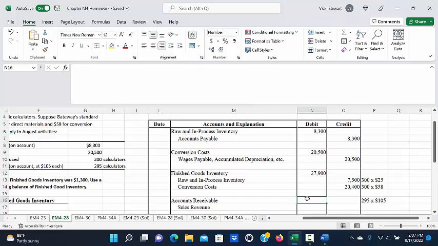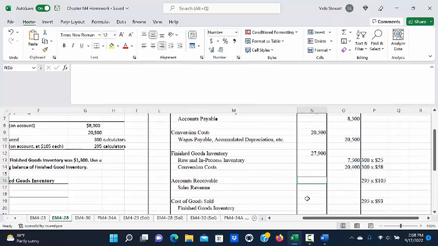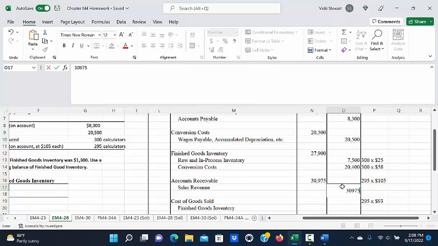$27,900. Next, we're going to record the sale of 295 calculators at $105 each. So we would debit accounts receivable for $30,975 and we would credit sales revenue for the same amount. Next, we would record the cost of goods sold.